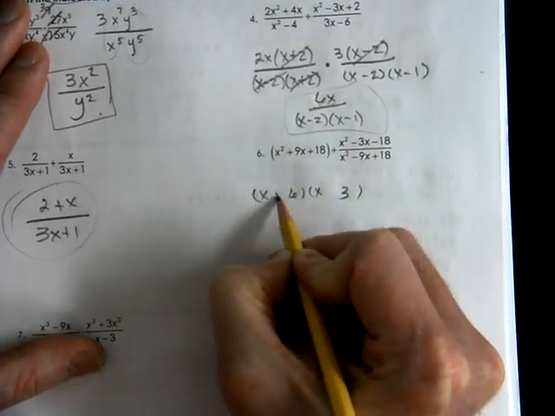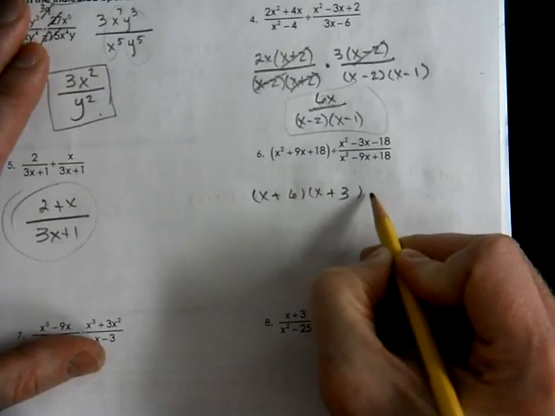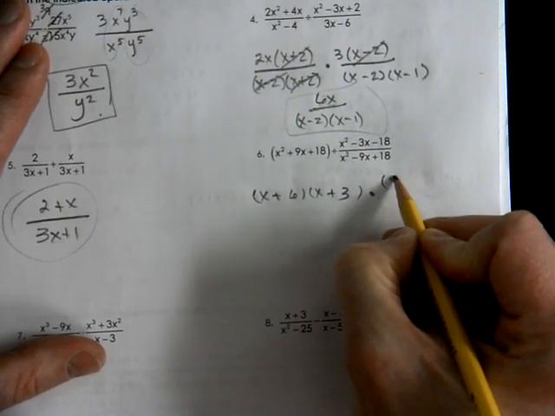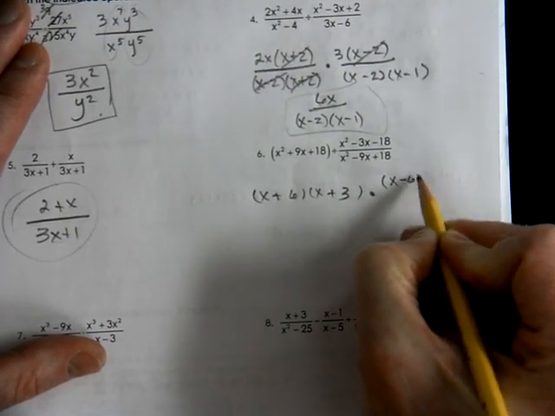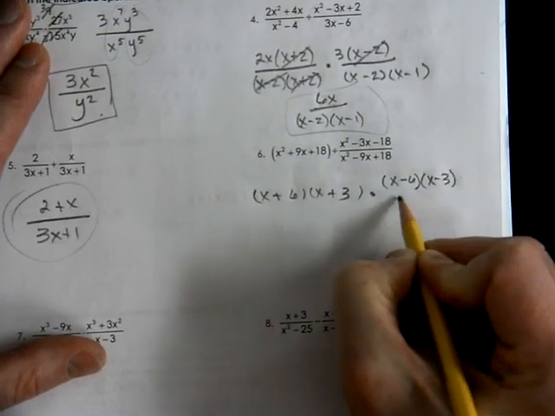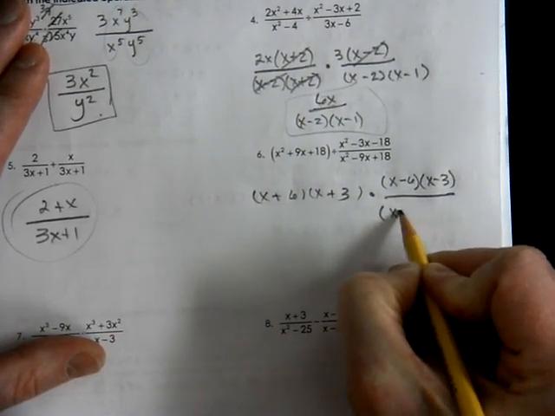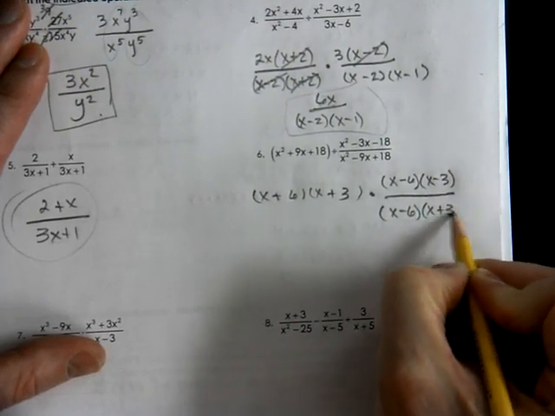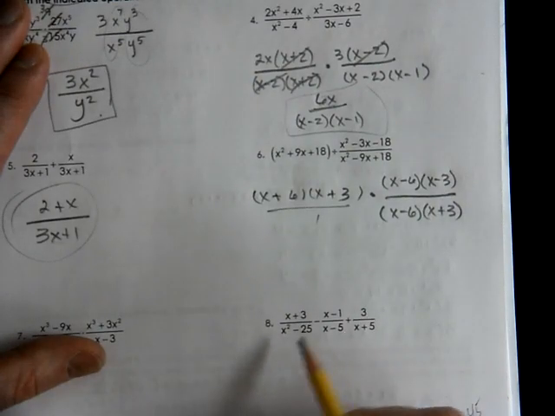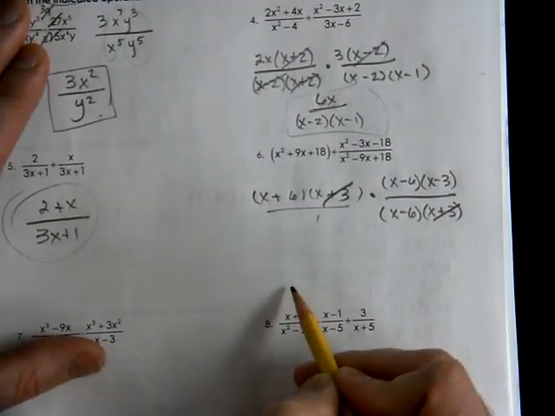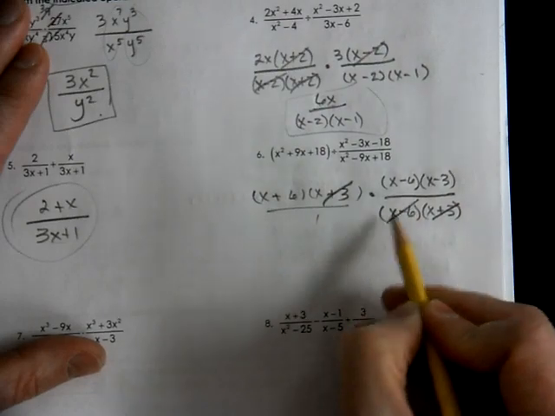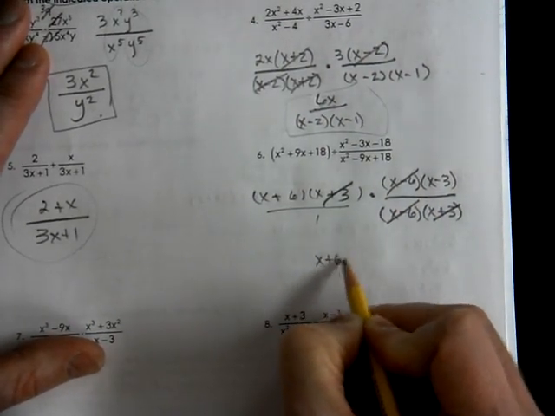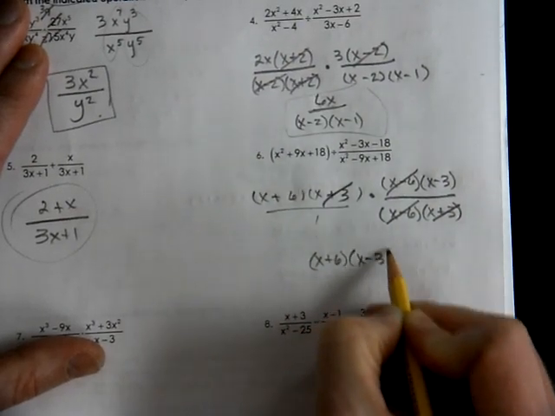Six and 3 multiplies to be 18, adds to be 9, and we multiply. So the x plus 3's cross off. The x minus 6's cross off. So it looks like we have x plus 6, x minus 3.